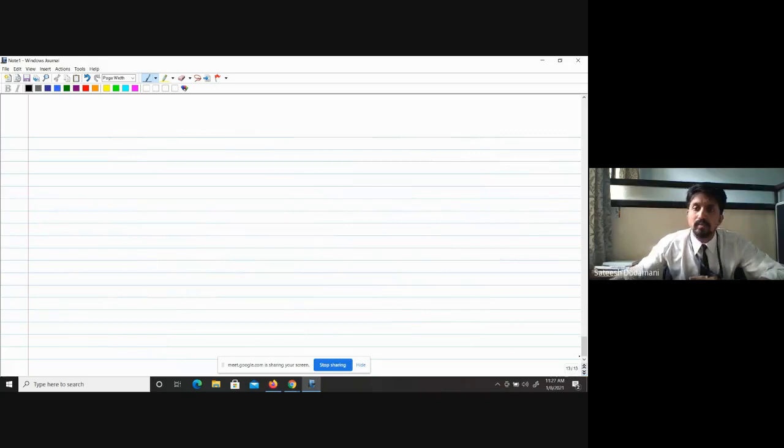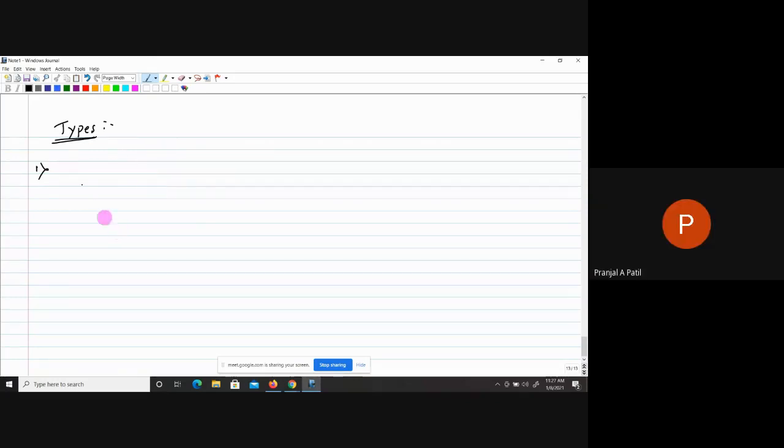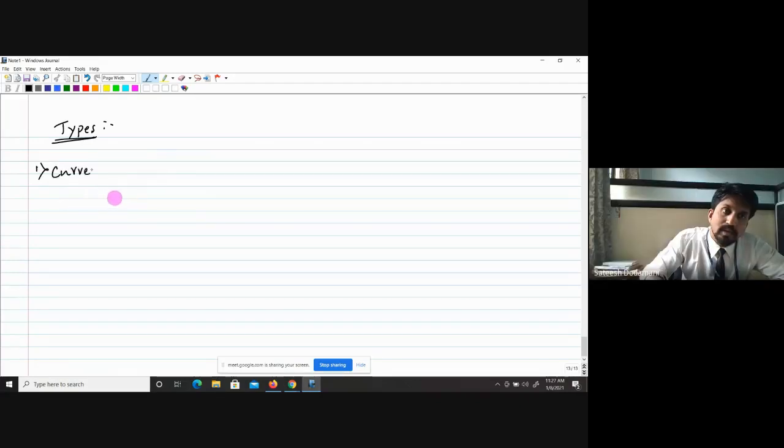Now, in this instrument transformer, there are basically two types you will get. Can anybody tell me the types of instrument transformer? I guess diploma students are also attending the classes. You might have studied at least these types of transformers. Current transformer and potential transformer. Very good. So there are two types: one is the current transformer and the other is called the potential transformer.